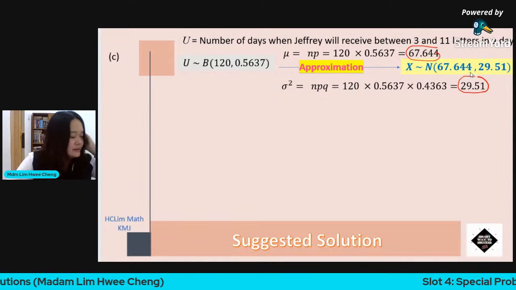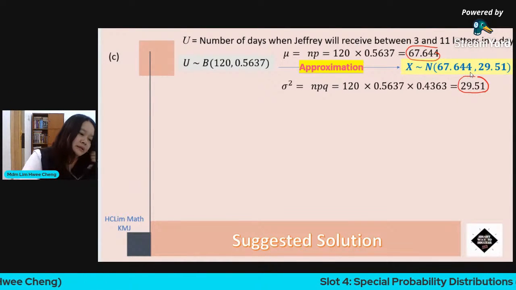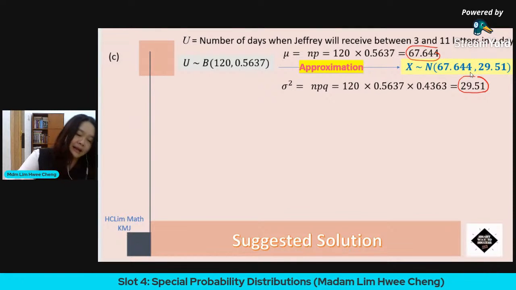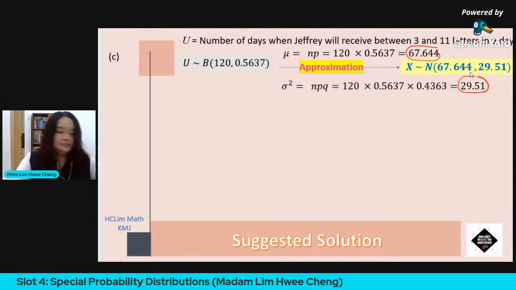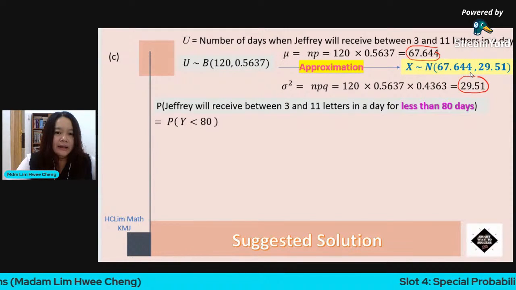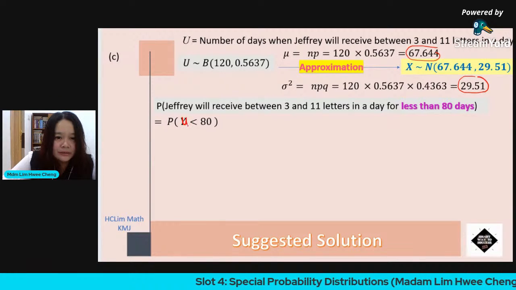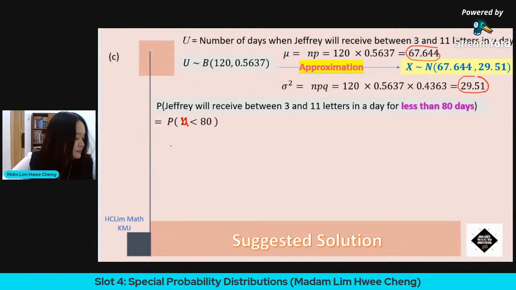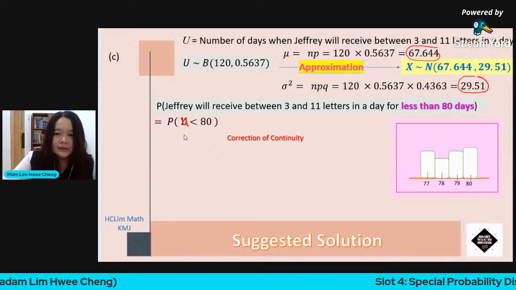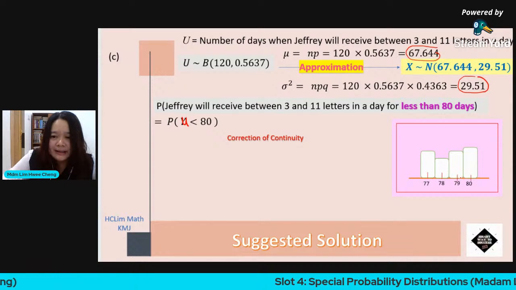So what does the question say? Not more than, I think. Less than. Okay, it is less than. Probability less than 80 days. Less than, so your mu is less than. Sorry, change this to mu, because I use parameter mu. Before going from this to this, I have to do the corrections of continuity first. Less than 80, so it means less than.